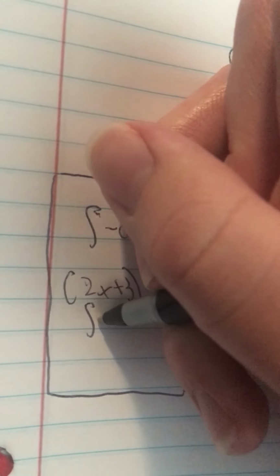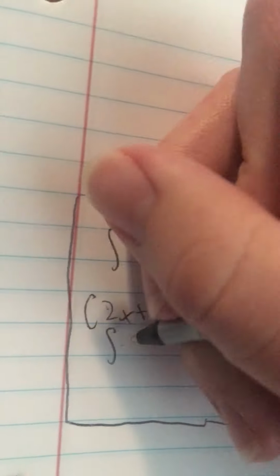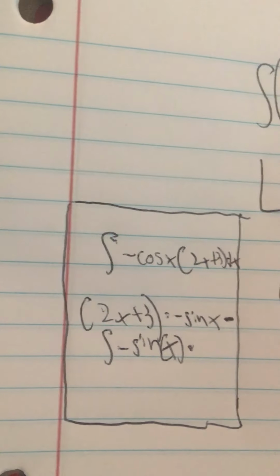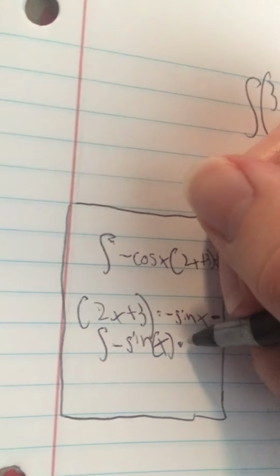But you're going to notice this integral is not going to be as bad, because it simplifies down to v du, which means it's negative sine of x, in parentheses there, multiplied by the derivative of 2x plus 3, which, thankfully for all of us, is 2.